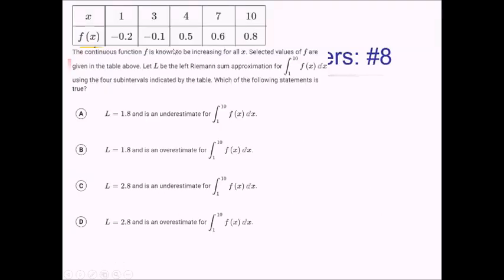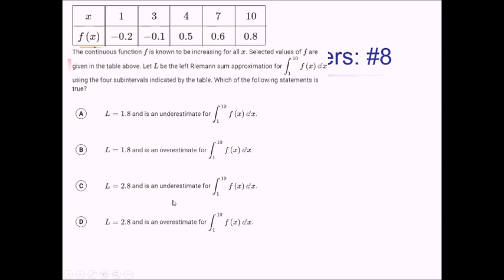For this problem, we have a continuous function f known to be increasing for all x's, and some values of f are given in this table here. L is the left Riemann sum approximation for the integral from 1 to 10 of this function. We're using 4 subintervals indicated by the table. We want to know which statement's true.